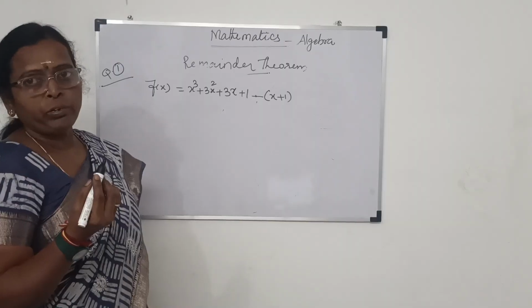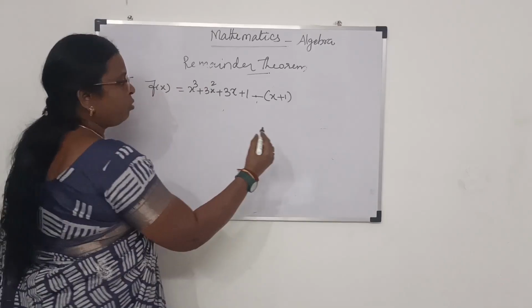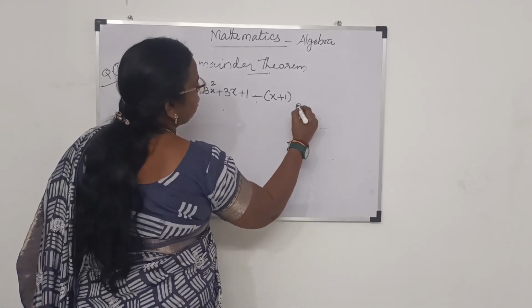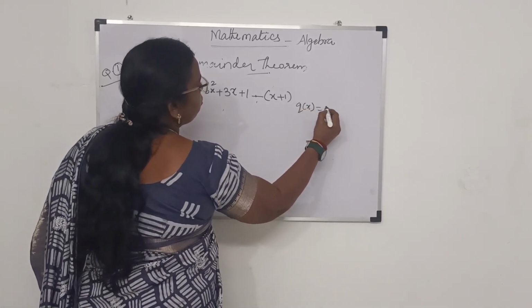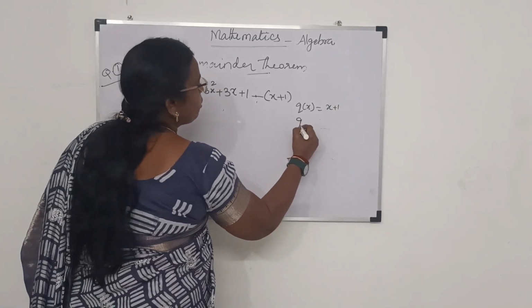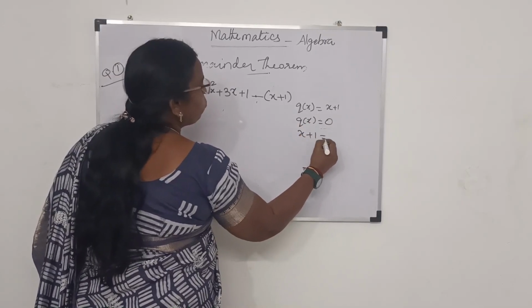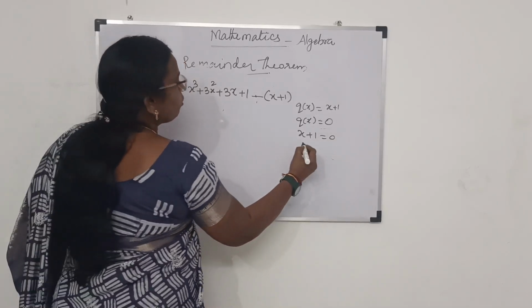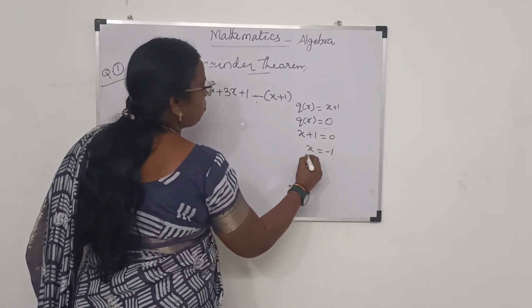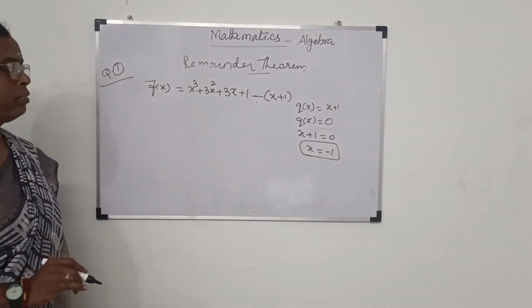What I told you already, to substitute the value, we have to find this x value. So let us take q of x is equal to x plus 1, and q of x is equal to 0. That is x plus 1 is equal to 0. So x is equal to minus 1. This should be substituted wherever the x occurs.